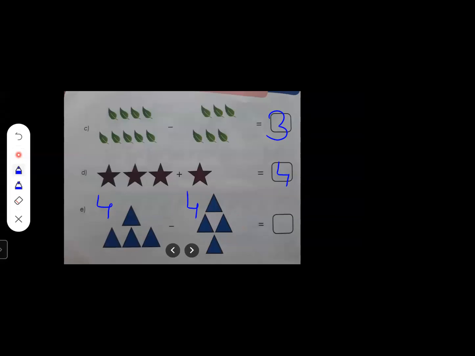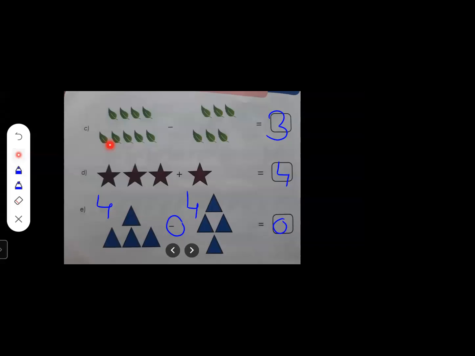So we have to subtract this, right? So take 4 fingers on your hand. All the students take 4 fingers on your hand. Very good. Now subtraction. So close 4 fingers. Yes. How many fingers are left with you now? Yes, nothing, right? So what we will write? 4 minus 4 is equal to 0.